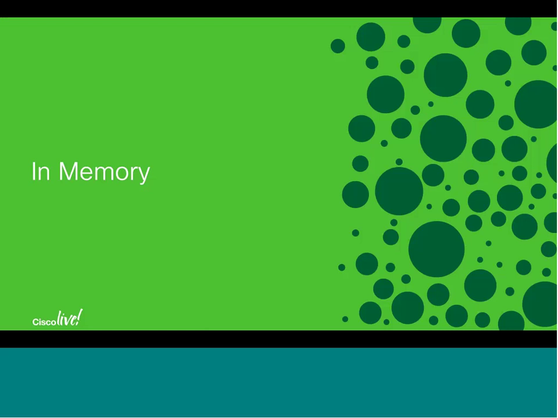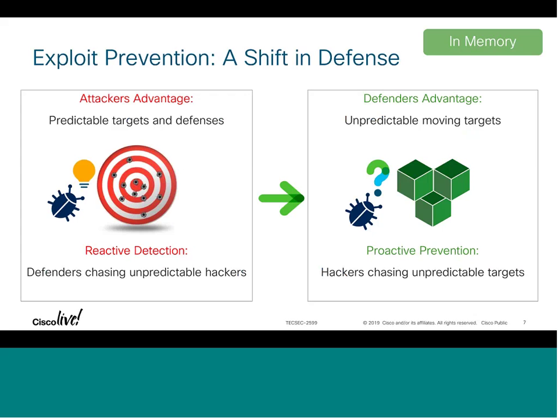So let's start with the in-memory protection first. The first engine that we have here is our exploit prevention engine. It's important to remember that exploit prevention is an engine which is OEM'd from another vendor. So it's an original equipment manufacturer that provides this component to us, and it's not developed in-house.